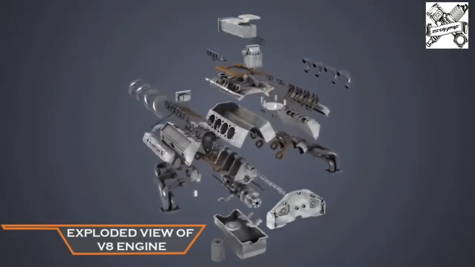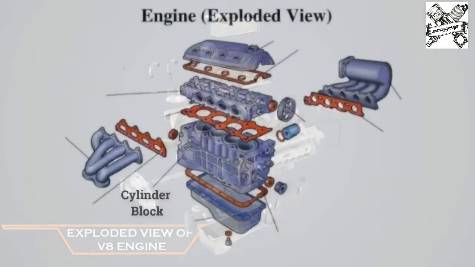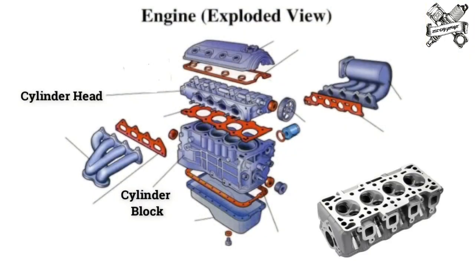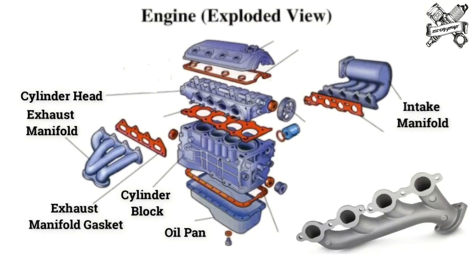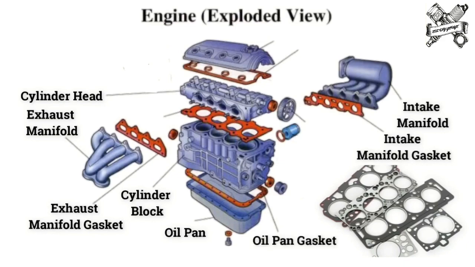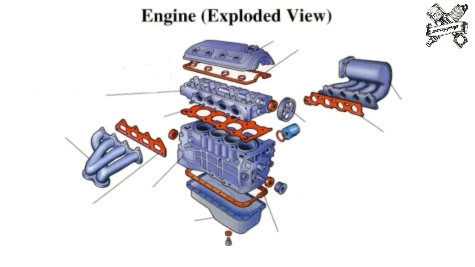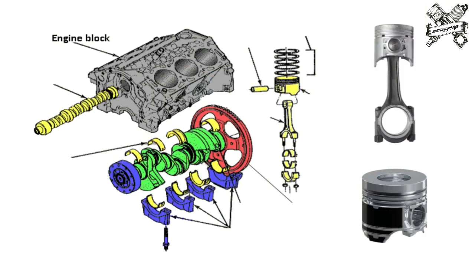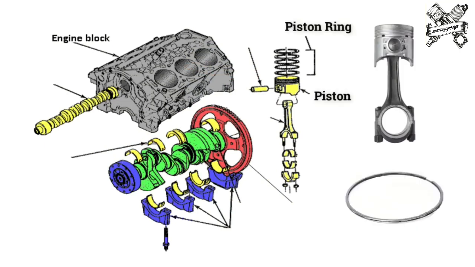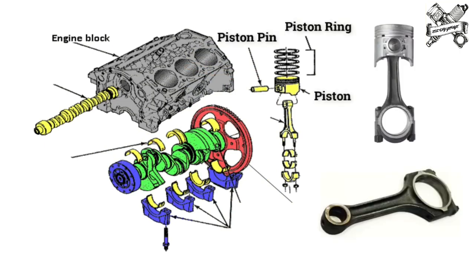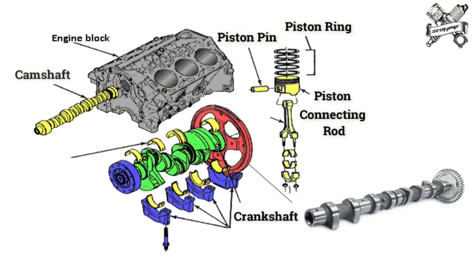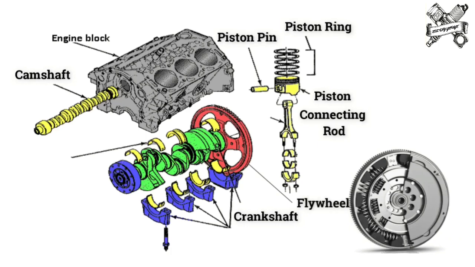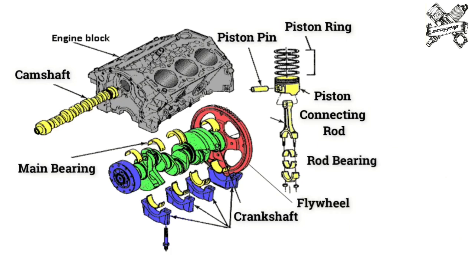The main parts of a car engine are cylinder block, cylinder head, oil pan, manifolds, gasket, and piston, piston ring, piston pin, connecting rod, crankshaft, camshaft, flywheel, rod bearing, main bearings, and bearing caps.